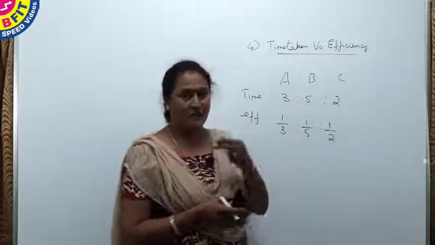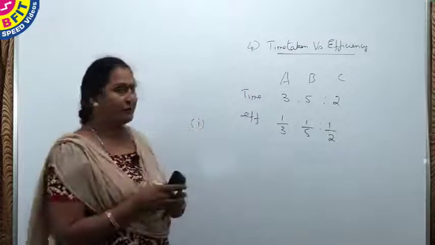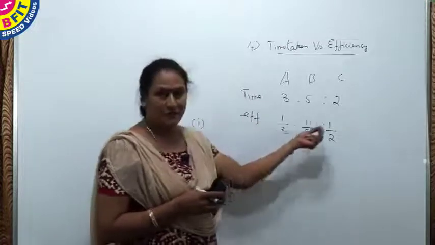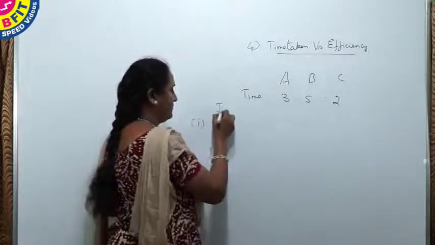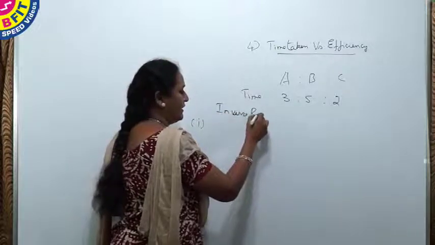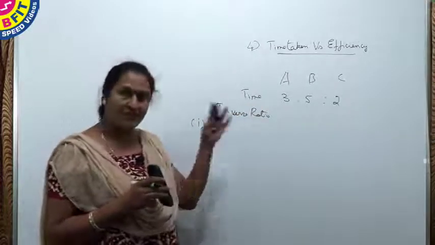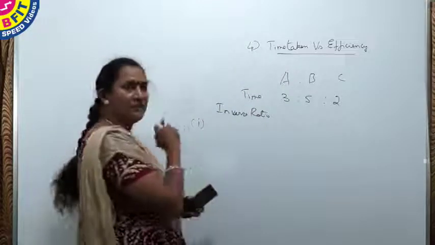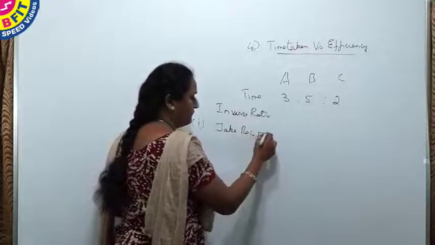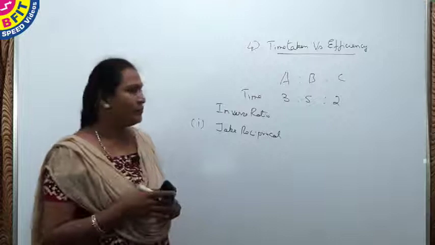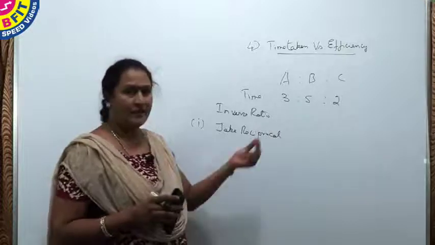Whenever you need to find the inverse ratio, you need to follow the following steps. The first one is take reciprocal for inverse ratio. To find inverse ratio, that is when time is given to find efficiency or when efficiency is given to find the time, the first step is to take the reciprocal. This is for more than two persons. When you have two persons, invert the parts for inverse ratio. For more than two persons, take reciprocal.